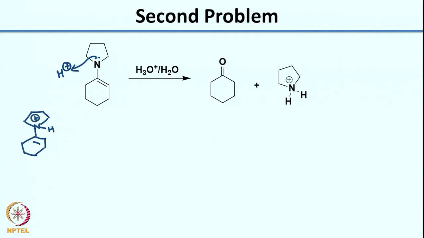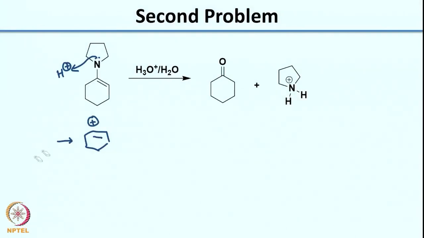Now, what can the molecule do after generating this species? The only option would be to generate this cation, which is highly unstable. So, the molecule will not like to do something which makes it so unstable. So, this will not be a reaction path. So, let's go ahead and erase this because this will not be a good reaction path.